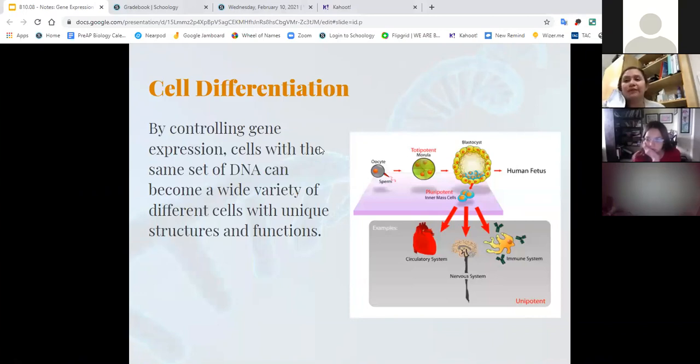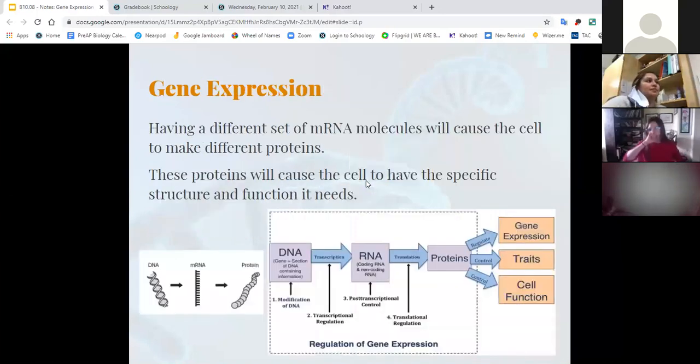So this is the development of a human fetus. We all start out as zygotes, and as they mature, as they develop, then cell differentiation is going to tell the cells, okay, you're developing in the heart region, you're going to become a heart cell. You're developing in the brain region, you're going to become a neuron. You're developing for the immune system, you're going to be some antibodies. So that's what's going to happen. That's what cell differentiation does.